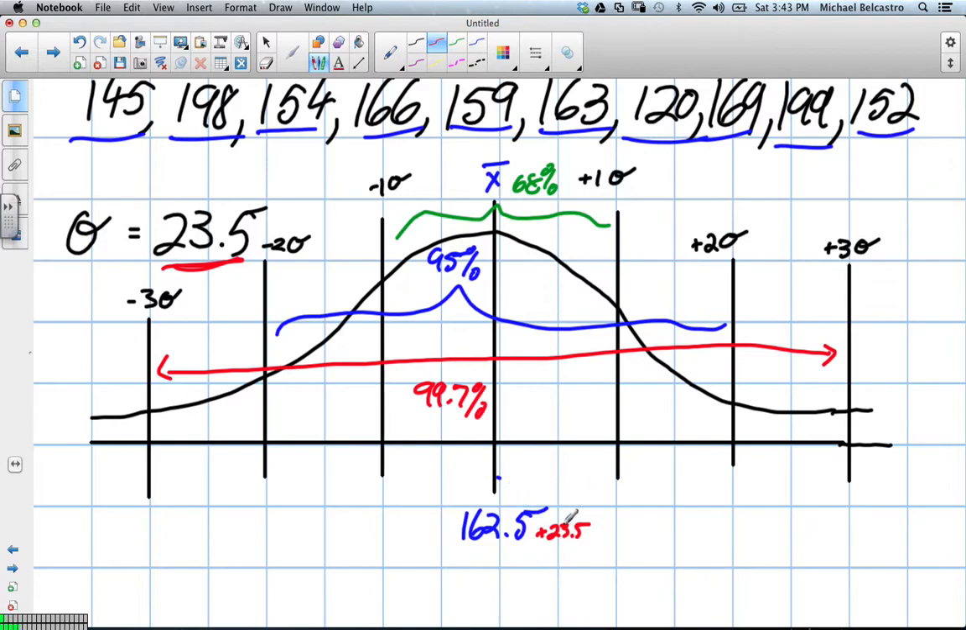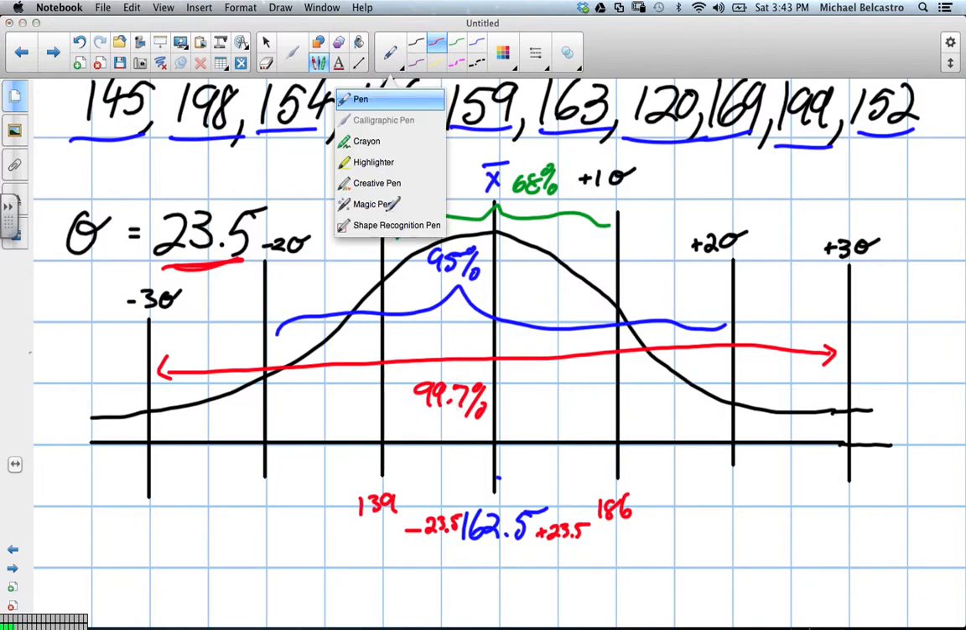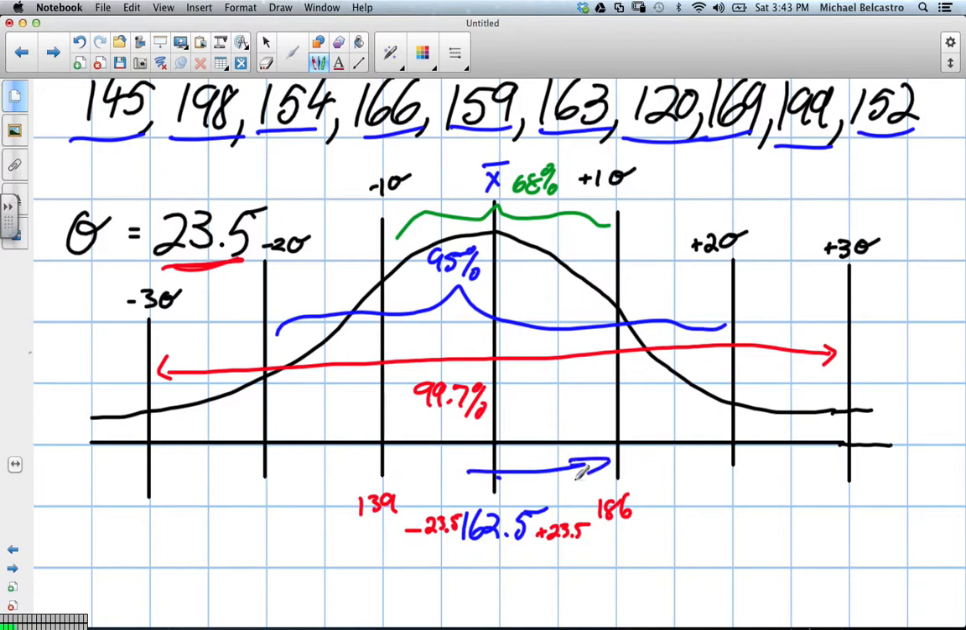So to be one deviation away is 186, I think. Is that right? 186. Yep. And then to be negative one deviation away, we subtract 23.5, which I think gives us 139. Is that right? Yep. Okay, so when we're comparing, what we're saying is how much of the data, if we're saying within one deviation, is between those two.